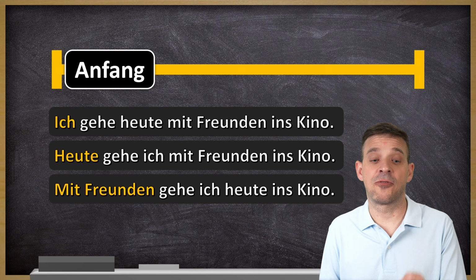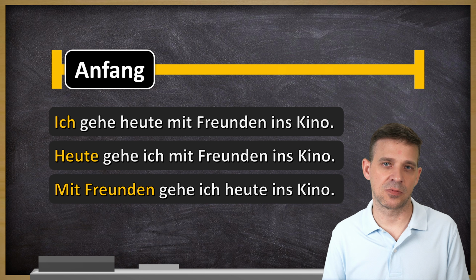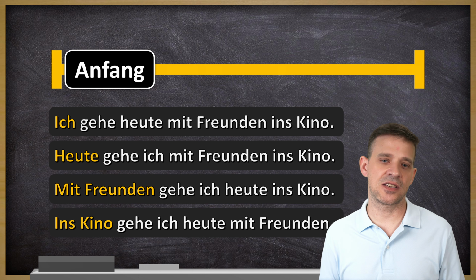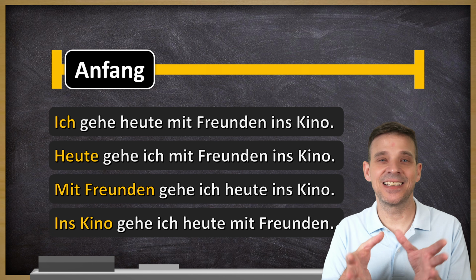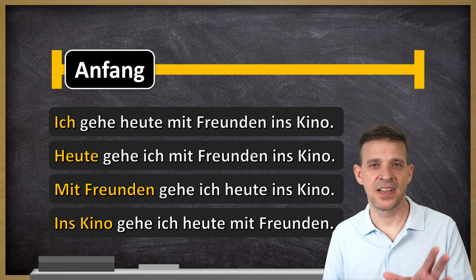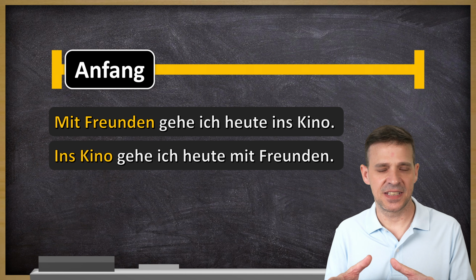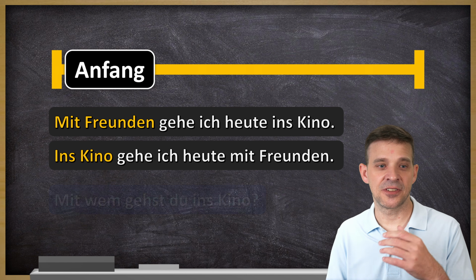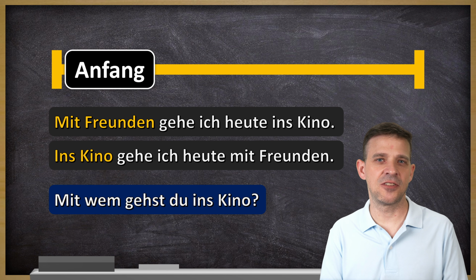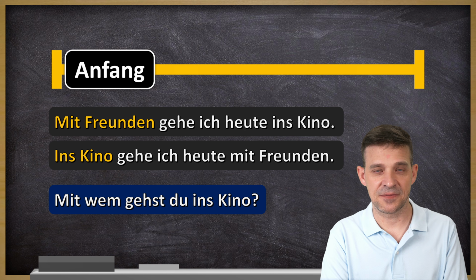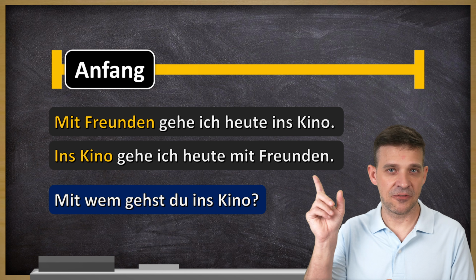You could also say mit Freunden gehe ich heute ins Kino. Possible. Less common, but possible. Or ins Kino gehe ich heute mit Freunden. Even less common, but grammatically still possible. But more importantly, to understand that in spoken German, this is kind of how we would answer the question, for example, mit wem gehst du ins Kino? With whom are you going to the movies? In a normal, complete sentence, you would use the first answer here.